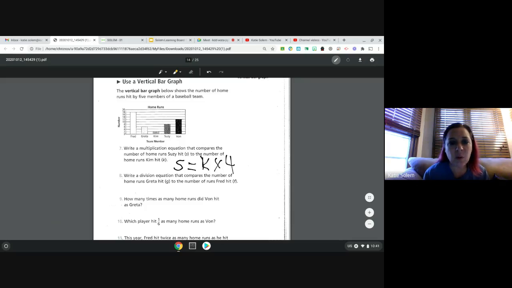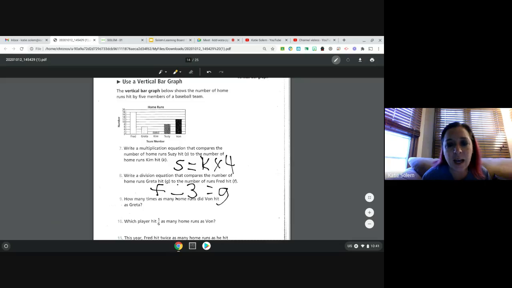Number 8 says to write a division equation that compares the number of hits Greta hit compared to Fred. Well, Greta had 6. Fred had 18. So we know that we need to do Fred divided by something is going to equal Greta. Now, how many 6s are there in 18? If you said 3, you are correct. Fred divided by 3 would give you Greta.